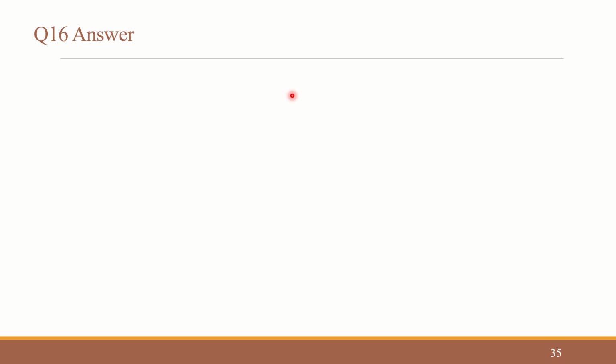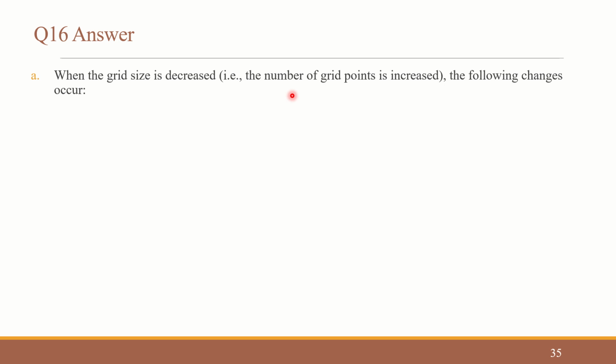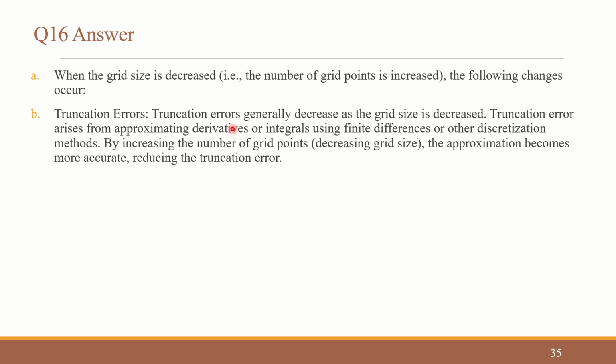The question 16 answer is that when the grid size is decreased, that is the number of grid points increases. Both are the same. When you are increasing grid size, you are increasing the number of grid points. The following changes occur. Truncation errors generally decrease as the grid size is decreased. Truncation errors arise from approximating derivatives or integrals using finite differences or other discretization methods. By increasing the number of grid points, the approximation becomes more accurate, reducing the truncation error.